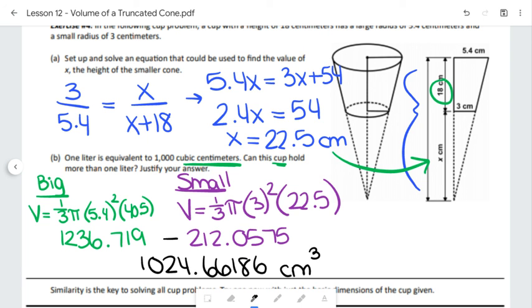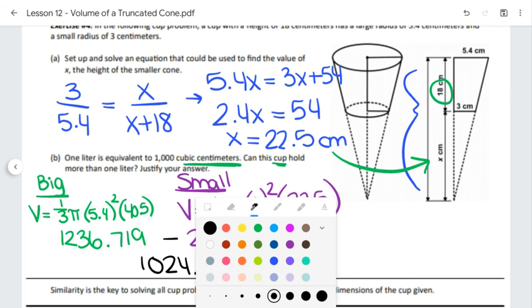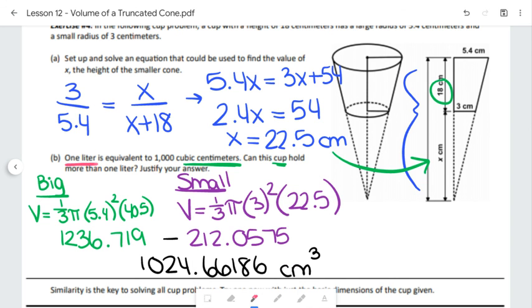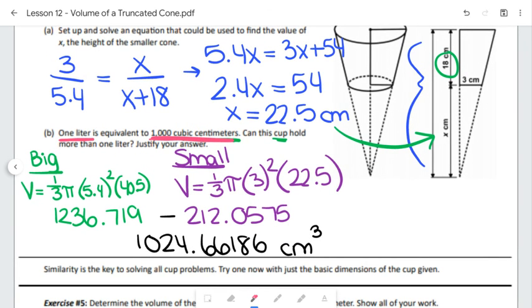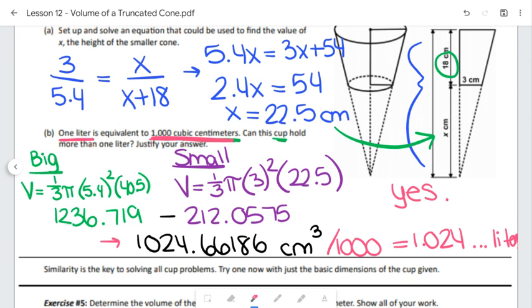And now the question is, if it can hold 1,000 cubic centimeters, so 1 liter is equivalent to 1,000 cubic centimeters, can this hold more than 1 liter? Well, just by looking at it, we can say yes, right? Because we can see that this number here is over 1,000. If you wanted to, you could divide by 1,000 to get it into liters. If we do that, I'm looking at 1.024, right? So yes.